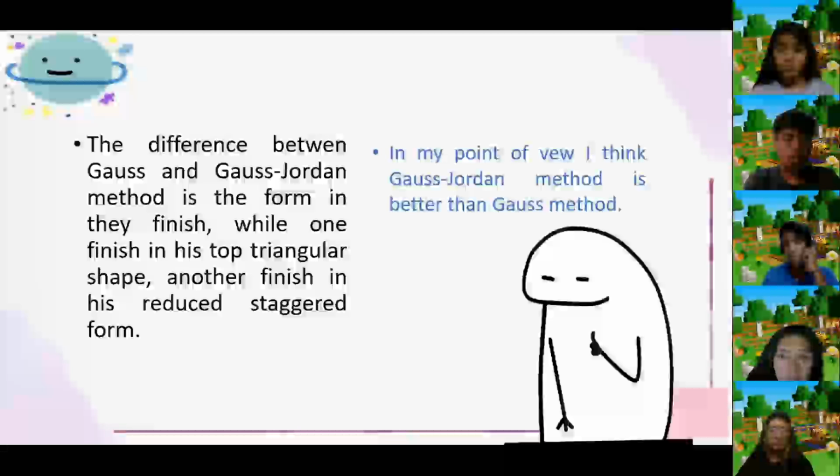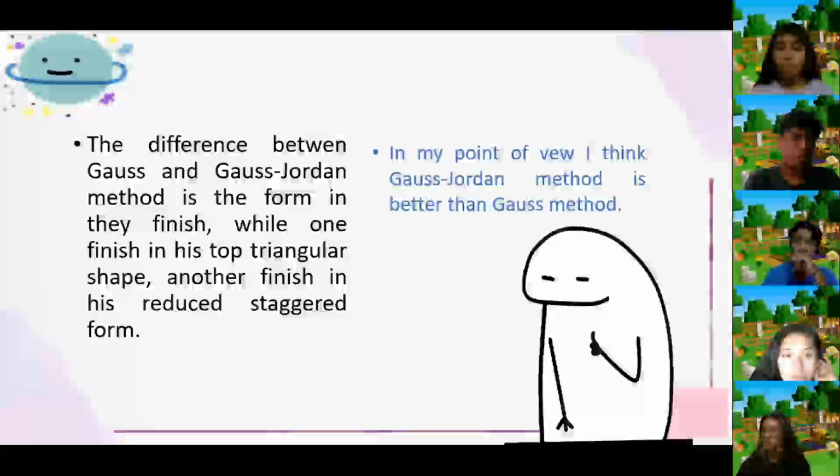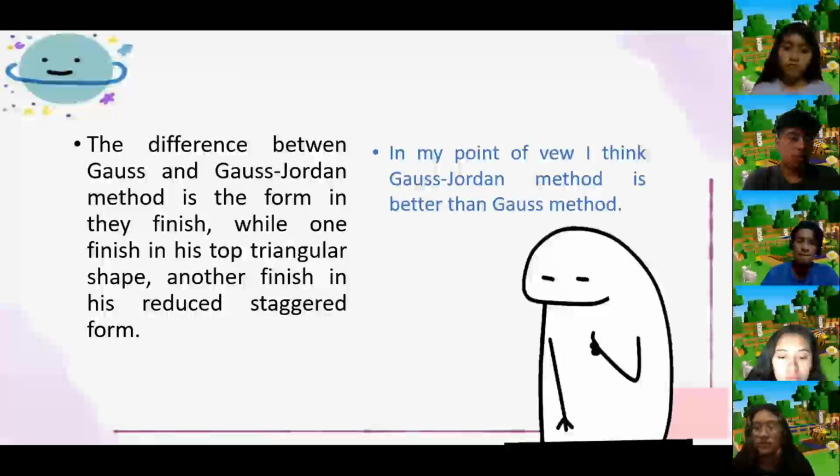While Gauss finishes in upper triangular form, the other is reduced to its reduced row echelon form. I think these two methods are used a lot in math. However, in my point of view, I think the Gauss-Jordan method is better than the Gauss method because with the first we don't need to use the substitution method.